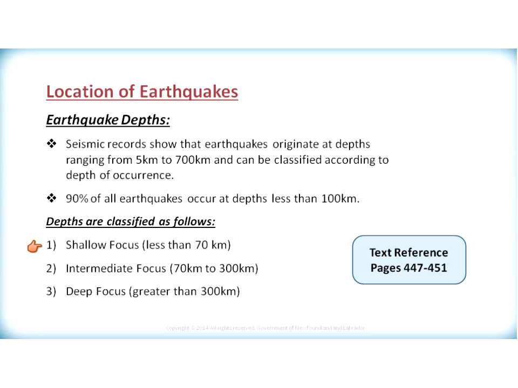Shallow focus earthquakes usually occur at depths less than 70 kilometers. Intermediate earthquakes occur at depths between 70 and 300 kilometers. And deep focus earthquakes occur at depths greater than 300 kilometers. You can see references in the textbook on pages 447 to 451 regarding locating earthquakes and the depth of earthquakes.